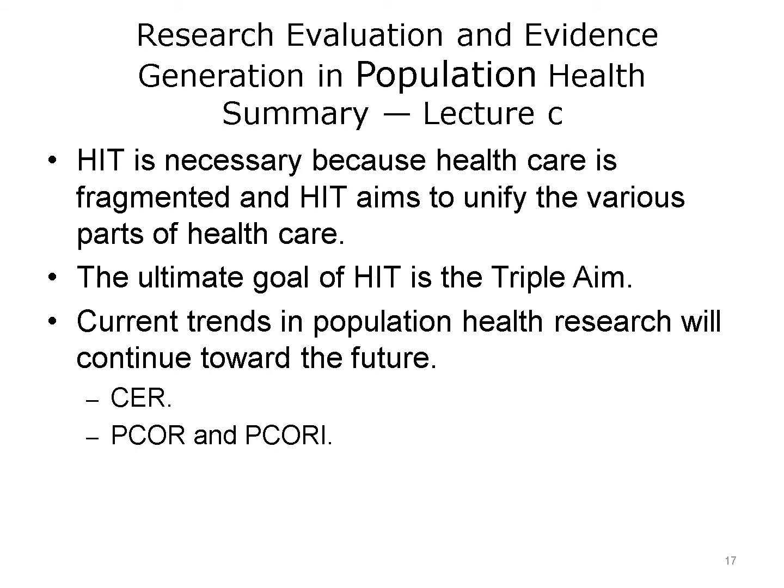Let's review what we've learned in this lecture. We've defined HIT and its components, including applications and process, discussing the necessity of HIT to unify the various parts of healthcare. We've learned about some of the goals of HIT, specifically the triple aim. And we've also discussed population health priorities and some of the research implications that will extend current trends toward the future. Specifically, we learned more about comparative effectiveness research and patient-centered outcomes research.